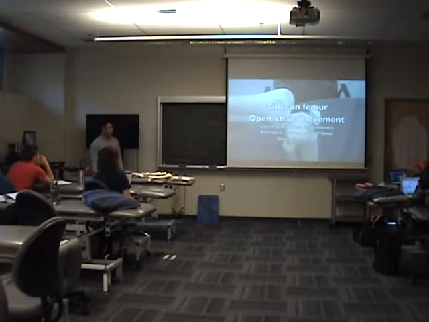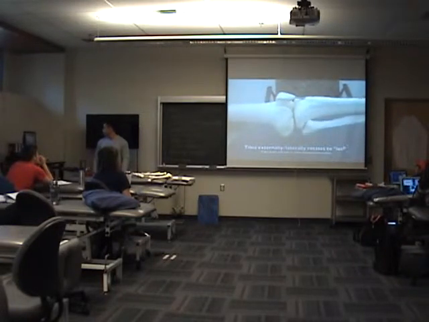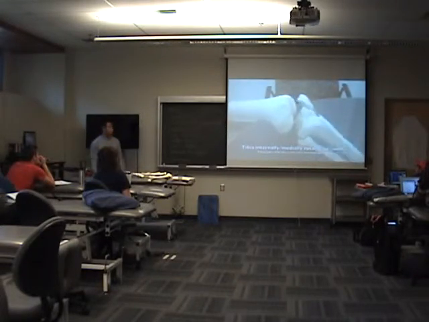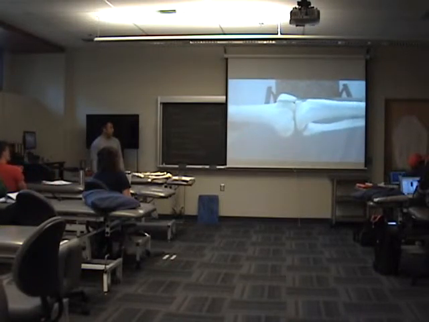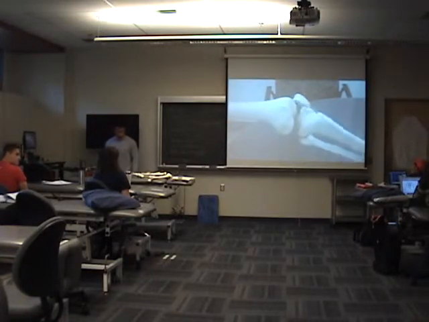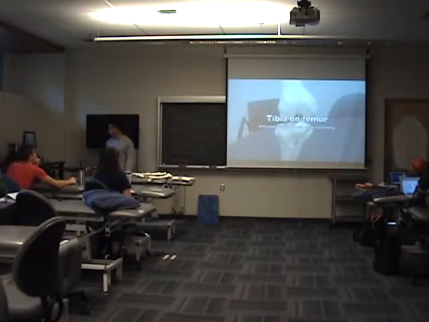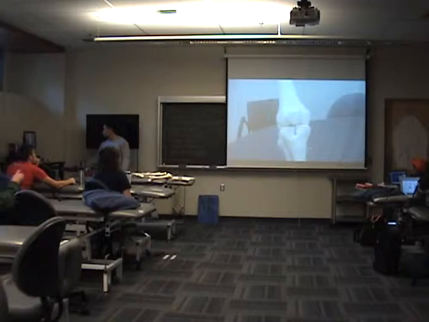Tibia on femur, open chain movement, lateral view. Tibia externally, laterally rotates to lock. Tibia internally, medially rotates to unlock. Locked. Unlocked. Tibia on femur, anterior view. Locked. I guess you get the point, right?